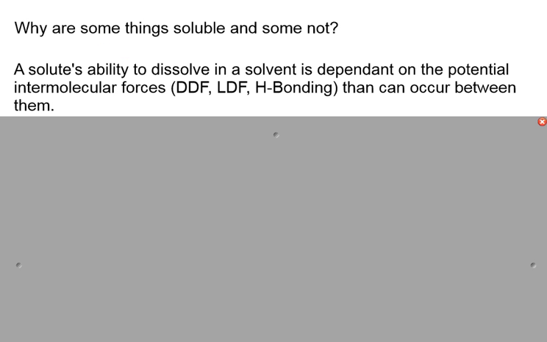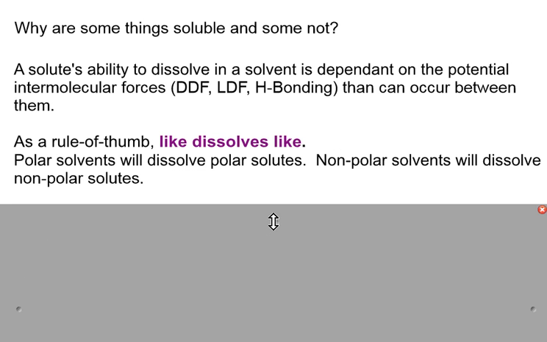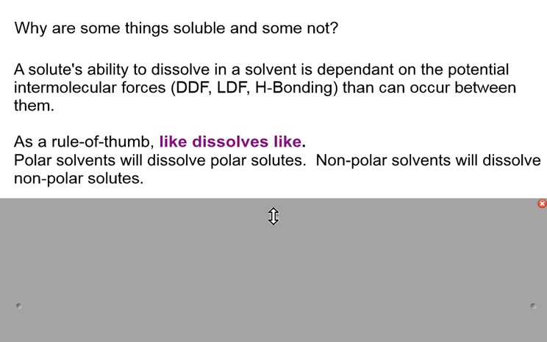All right, so why are some things soluble and some not? A solute's ability to dissolve in a solvent is always dependent on the potential intermolecular forces, so your dipole-dipole forces, your London dispersion forces, or your hydrogen bonds that can occur between them. Here's our rule of thumb: like dissolves like. I think we've talked about this earlier on in the course. If something is polar, it will dissolve something else that is polar. And if something is nonpolar, it will dissolve in something that is also nonpolar. But if I try to mix a polar solvent, such as water, with a nonpolar solvent, such as oil, we're not going to actually see them mix.